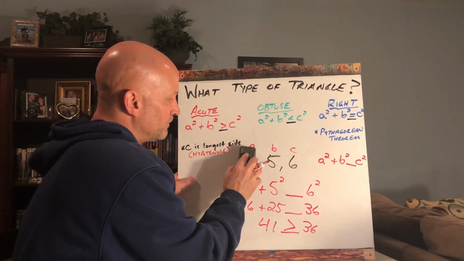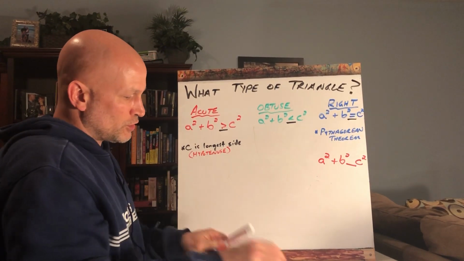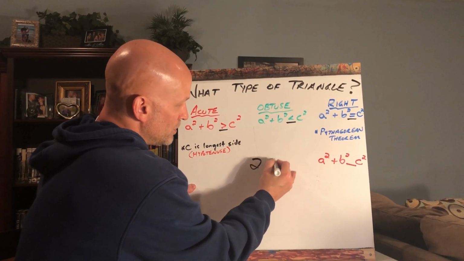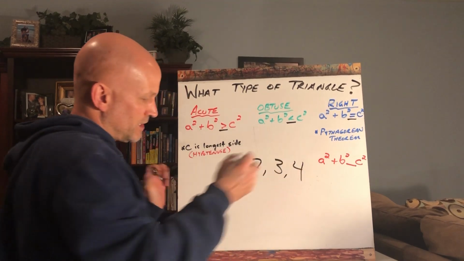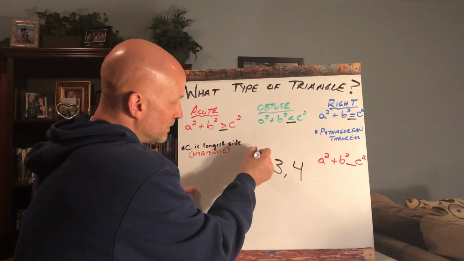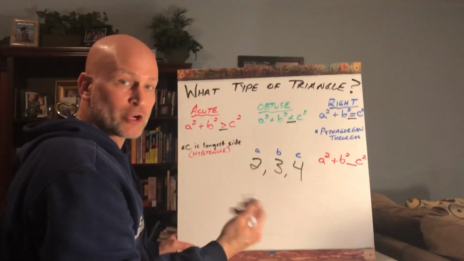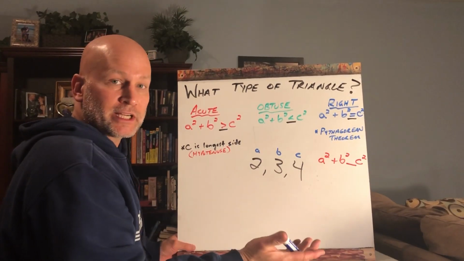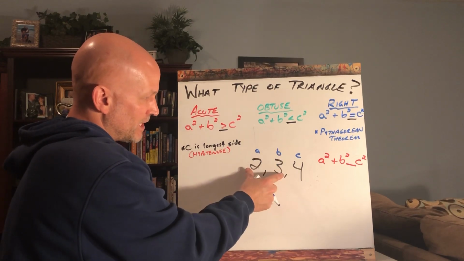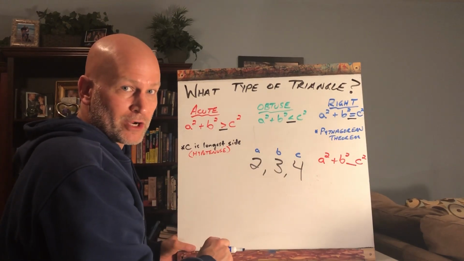Let's look at another one. So if I've got three sides, and we're going to say we've got the sides 2, 3, and 4 this time, and I label these A, B, and C because 4 is my greatest side. First thing I need to determine is, do these make a triangle? Well, if I take A and B and add them together, I get 7, which is greater than C. So yes, this will form a triangle.